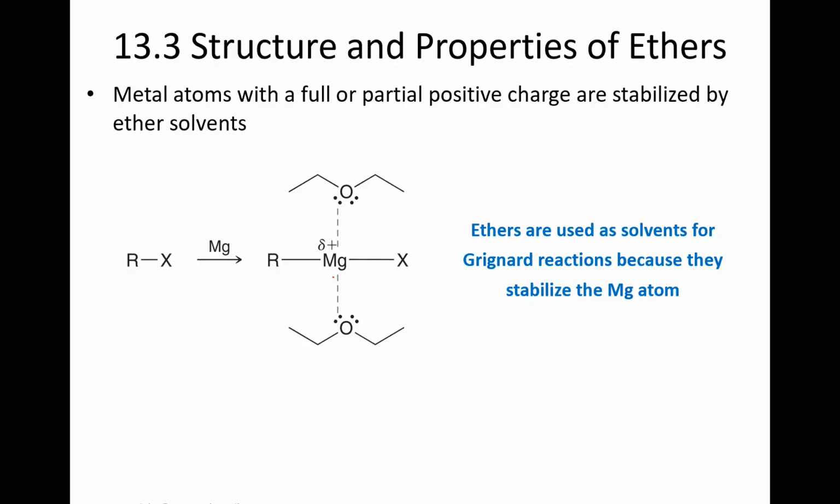They are great solvents for when you have metals that are positively charged. So for example, this is the formation of a Grignard reagent in order to do the Grignard reaction. And it's great to use an ether solvent because the oxygen's lone pair, which has a slight negative charge through induction, is stabilizing the positively charged magnesium.